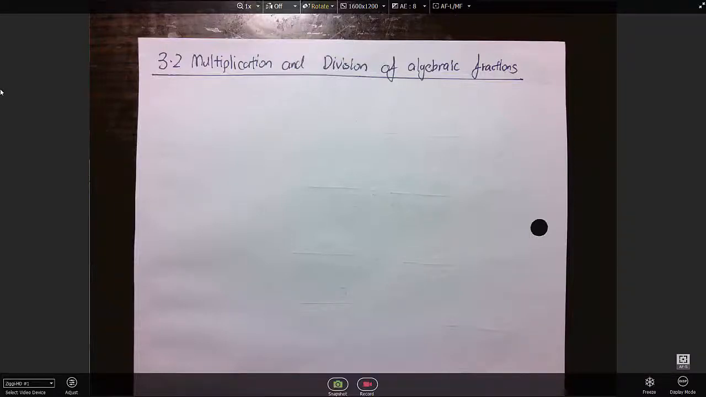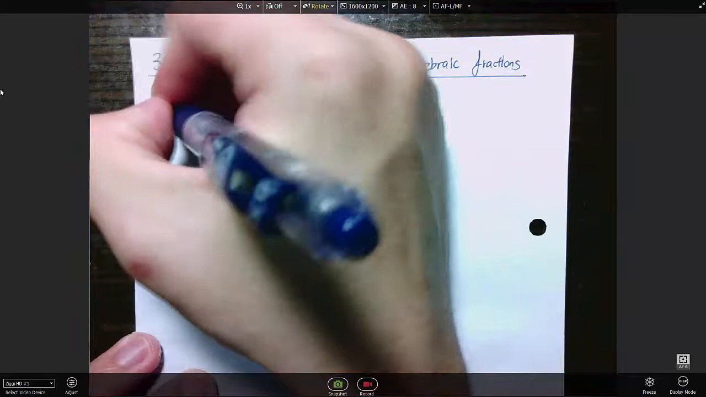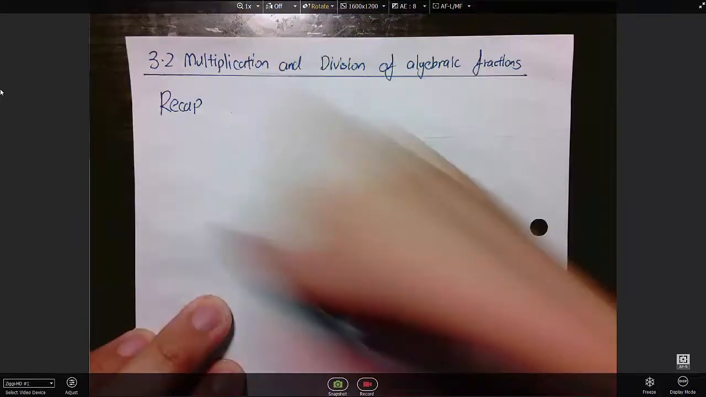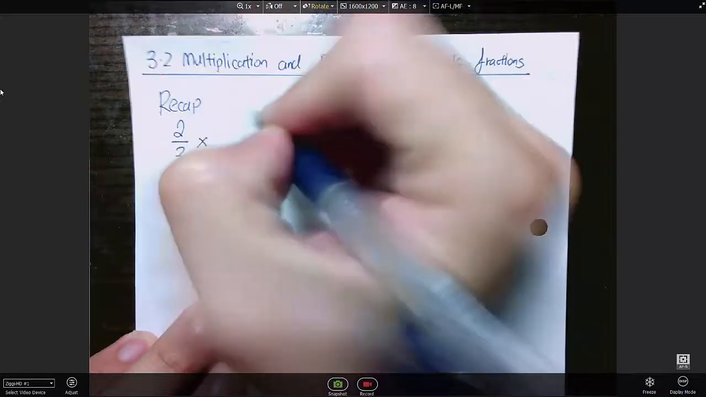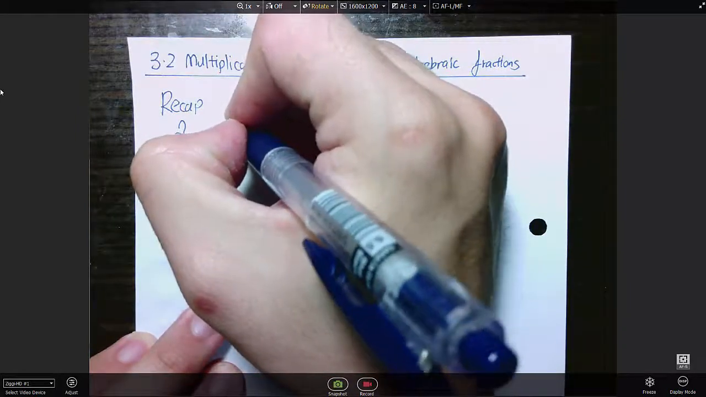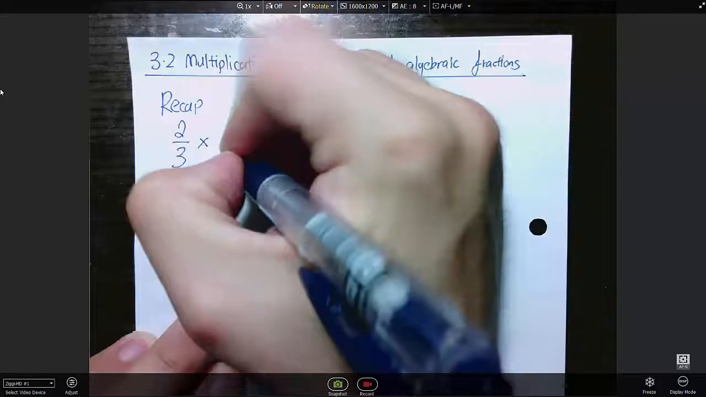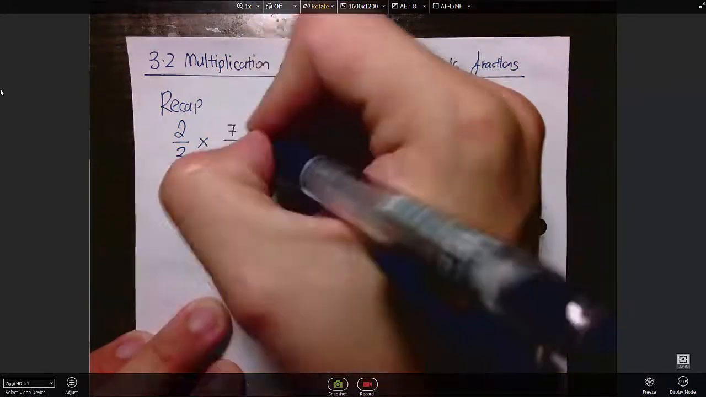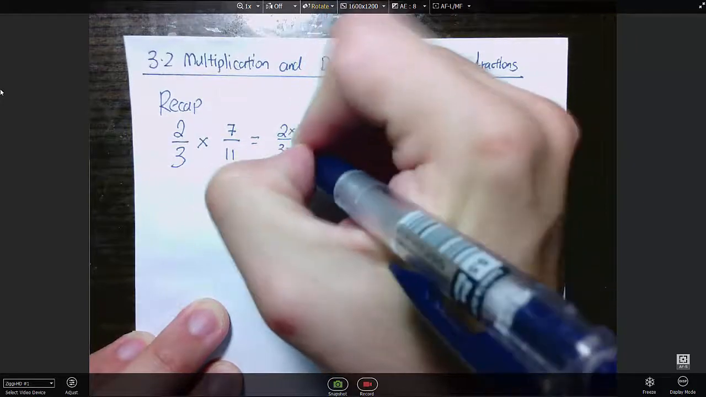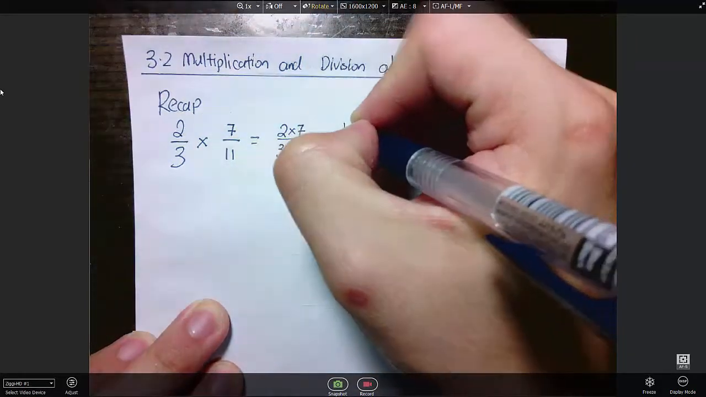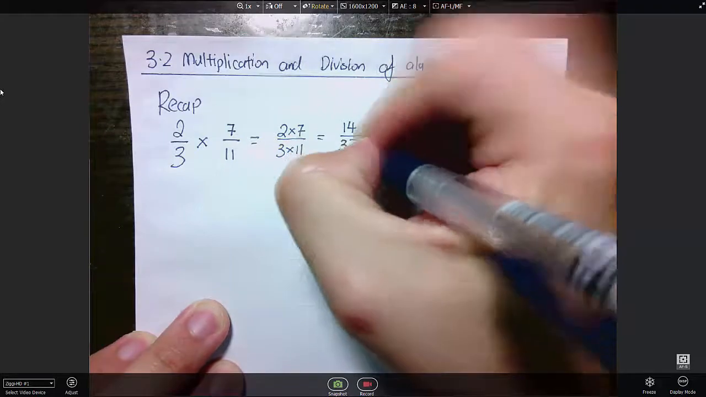Alright, today we're going to do 3.2, multiplication and division of algebraic fractions. And once again, we shall recap what we have learned in primary school. In primary school, if you want to multiply 2/3 by 7 over 11, we simply take 2 times 7 over 3 times 11, so what we get is 14 over 33.